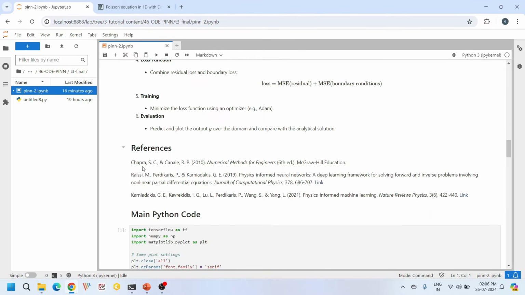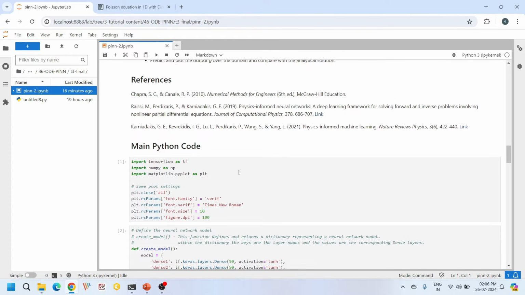Before we move on to the main code, I would like to thank the authors of some key references we referred for this tutorial. If you are interested in diving deeper into this topic, I highly recommend checking out the works by Chapran Canale, Raisi et al. and Kania Daikis et al. So these are some very good references. So do check them if you want to know more about this physics informed neural networks.